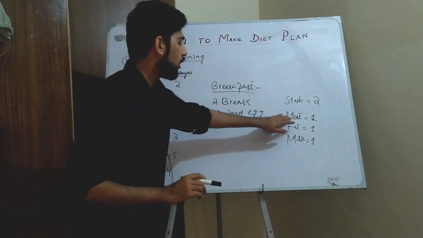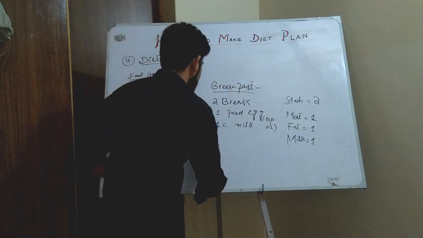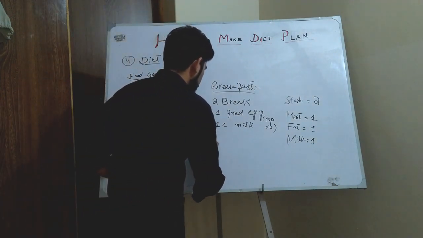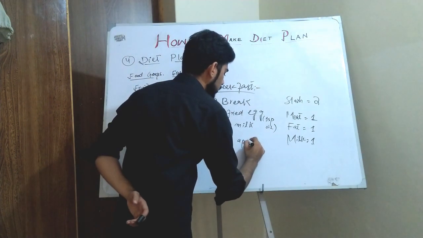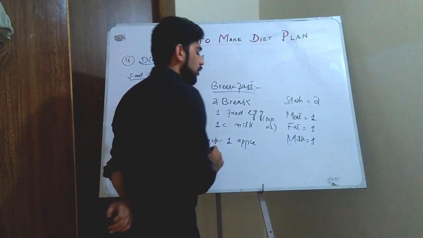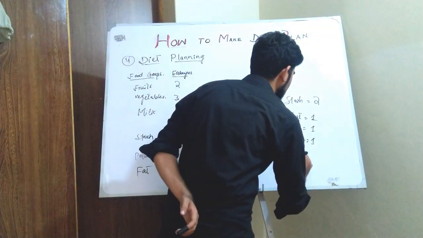And similarly, suppose in the mid-morning snack you are consuming 1 apple, so that is 1 fruit exchange. So in the snack we are getting 1 fruit exchange.